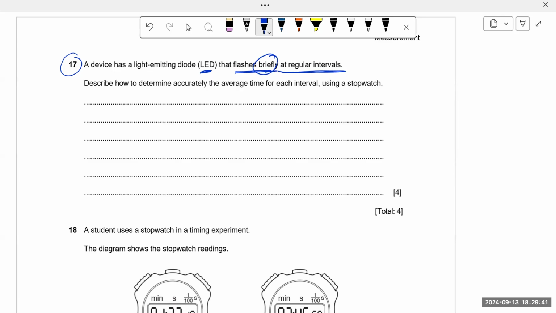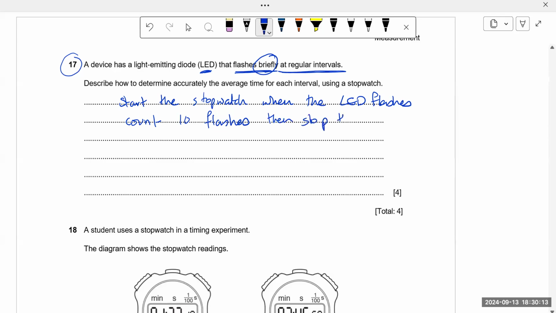Okay? So how would you describe it? You just say start the stopwatch when the LED flashes. Okay? Count. You can say a large number or say maybe 10 flashes. Okay? Then stop the stopwatch. Okay, divide the time by 10.